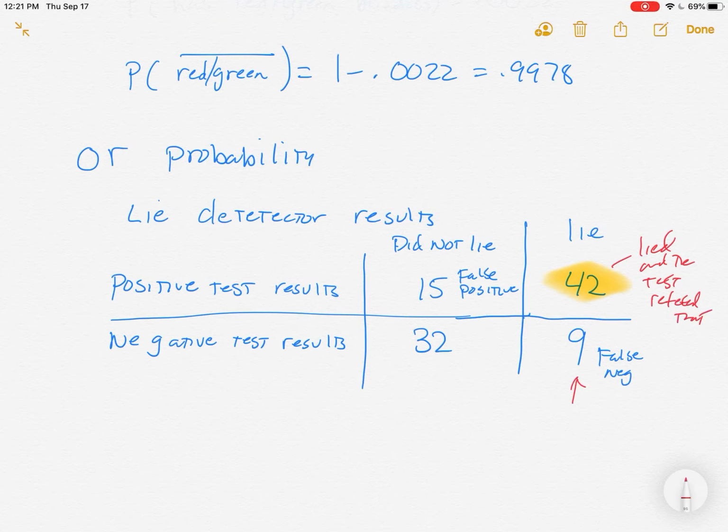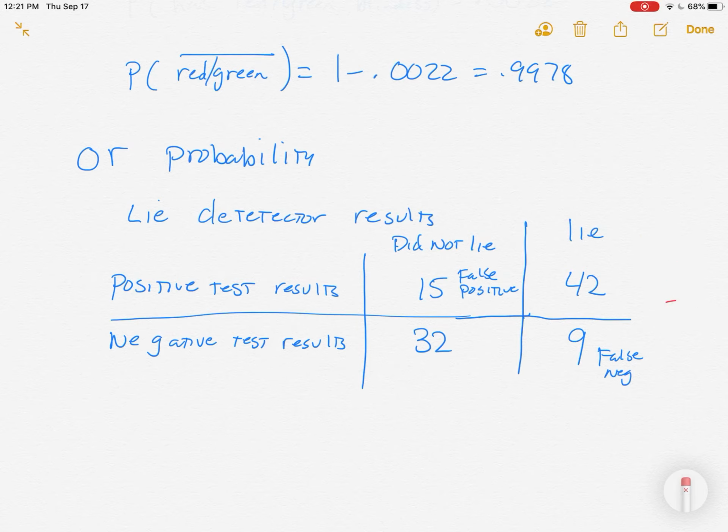Who are these 9 people right down here? They lied, and the test said they didn't. And take some time to just understand the information before you start answering questions, because everything related to probability is your ability to understand the situation.